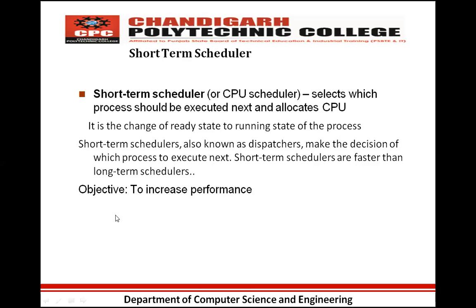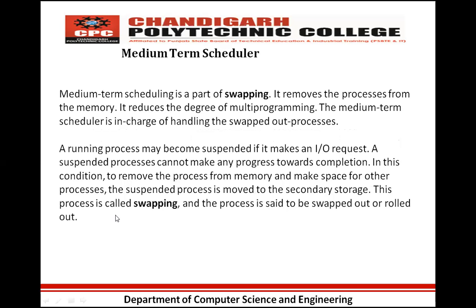So next, the third one, is the medium-term scheduler. The medium-term scheduler is the third category of the scheduler. It is also known as the swapper. It performs the task of swapping. For example, some process is in the CPU. The medium-term scheduler actually handles the swapped out processes.